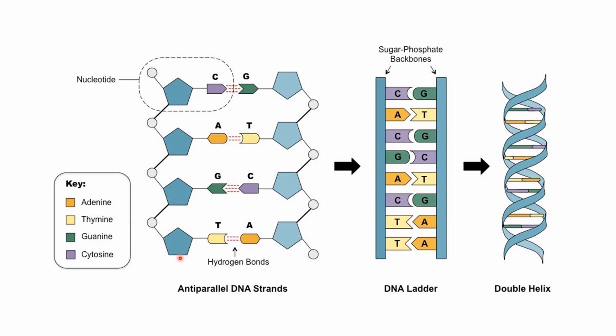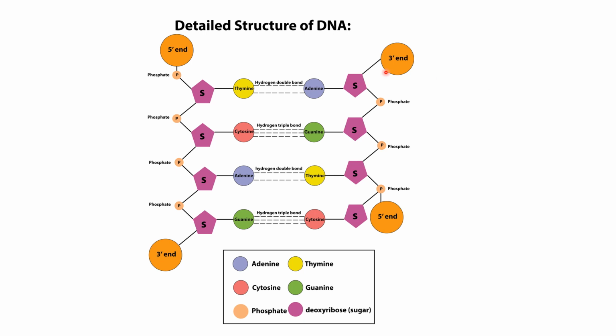As you can see here, you can see a pentagon, right? In this pentagon, all these corners stand for carbon atoms. Okay, all of these are carbon atoms. So here, this carbon atom binds with the phosphate of the same nucleotide, and this phosphate is linked with the carbon atom of the next nucleotide. So this is a more detailed structure.